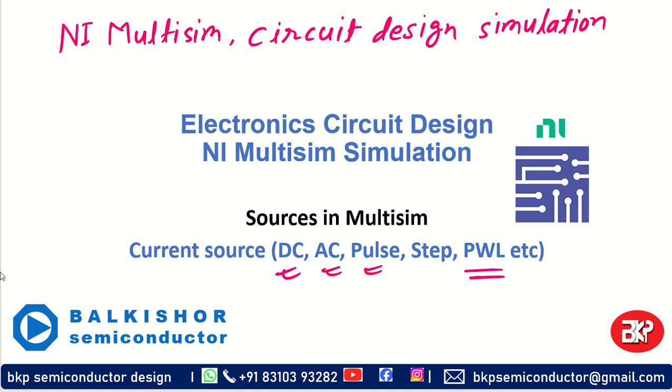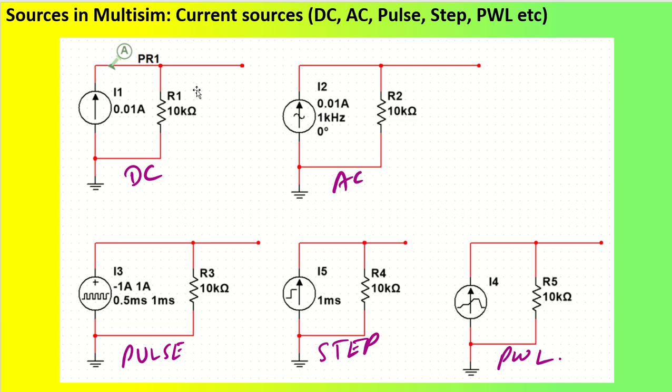current sources. As you can see very nicely, we have a current source of 10 milliampere with a load resistance of 10 kilo ohm. So this is my DC current source. Similar to that, we have an AC current source of 10 milliampere current rating and 1 kilohertz frequency. Similar to that, we have a pulse wave. Otherwise, you can have a step signal, where at a particular time you want to start a pulse, or otherwise you have a piecewise linear function, that is your user defined function.